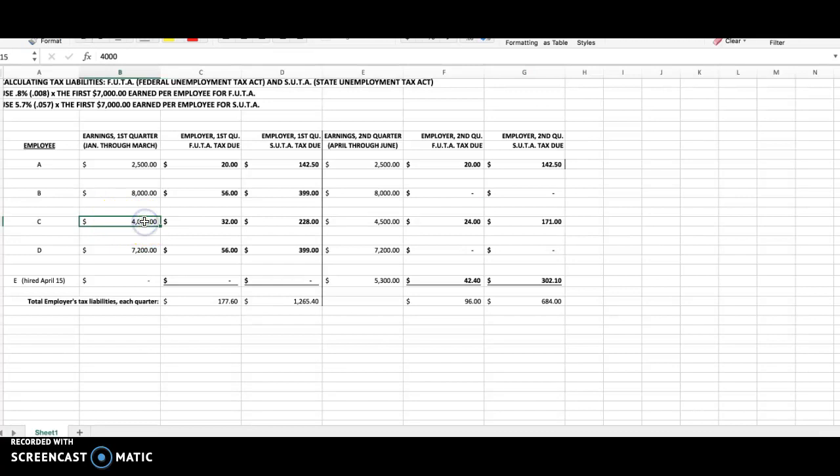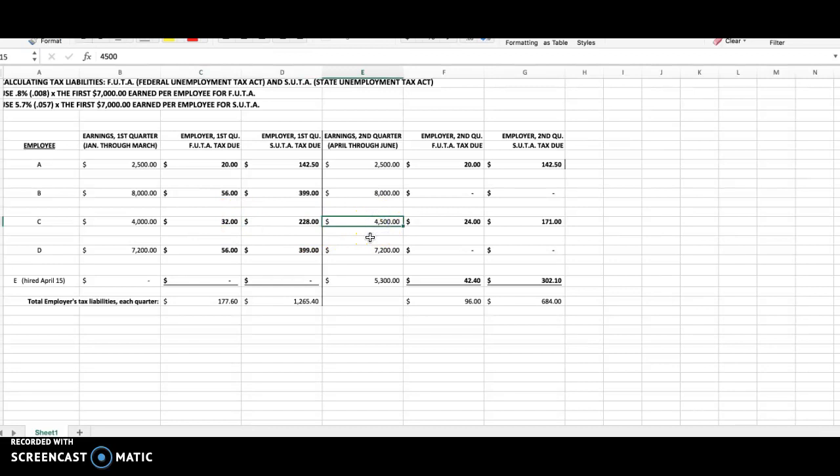Employee C, first quarter earned $4,000. Second quarter earned a bit more, earned $4,500. So we know that the total is over $7,000. That's what we need to look at. The total amount earned by employee C is $8,500. We only pay on the first $7,000. First quarter, we already paid based on the $4,000. So we don't pay that $4,000 again. We've already paid that much.